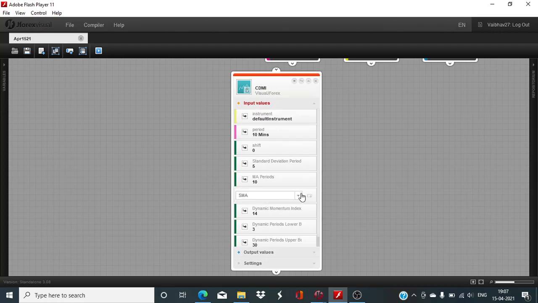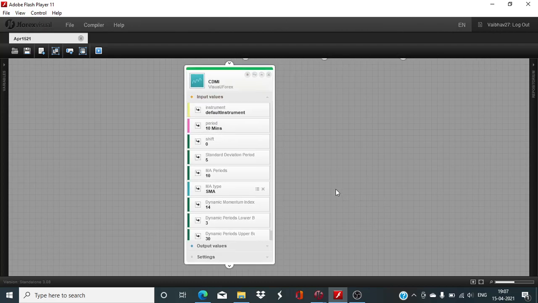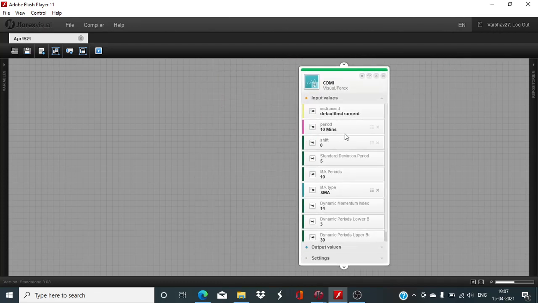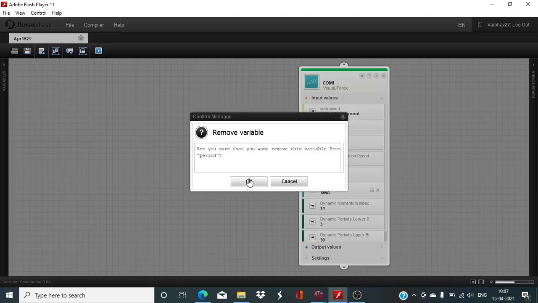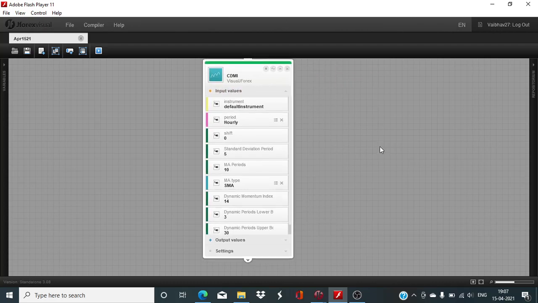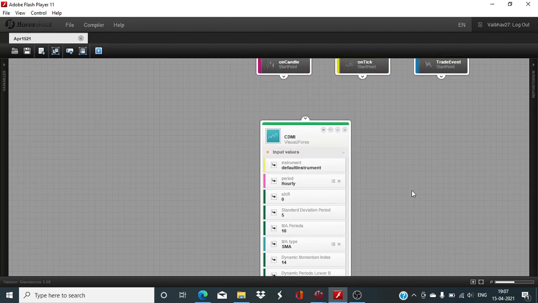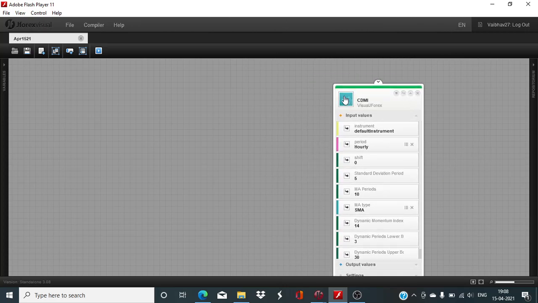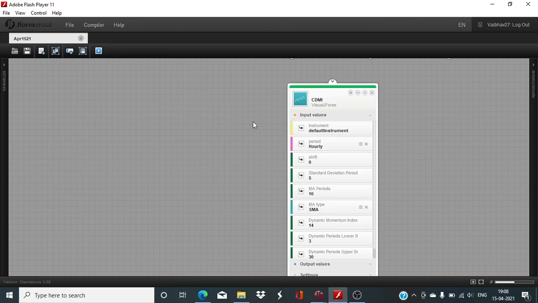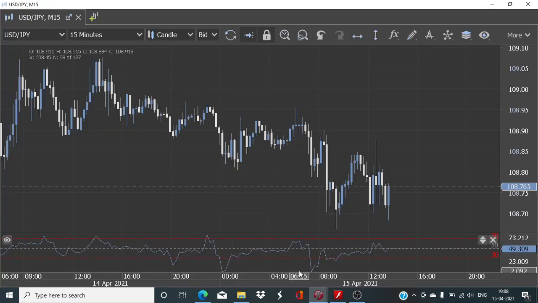For moving average type, we will simply rely on the simple moving average, and that will keep things simple. We will be working with two different CDMI values. One will be for the period of hourly, and another will be on the 5 minutes time frame to pinpoint the exact entry point. Prior to that, I will also have to carry out the instrument subscription. But let us now get the idea behind the trade.